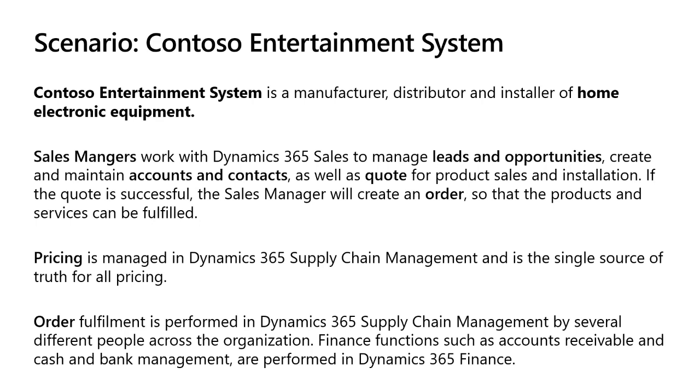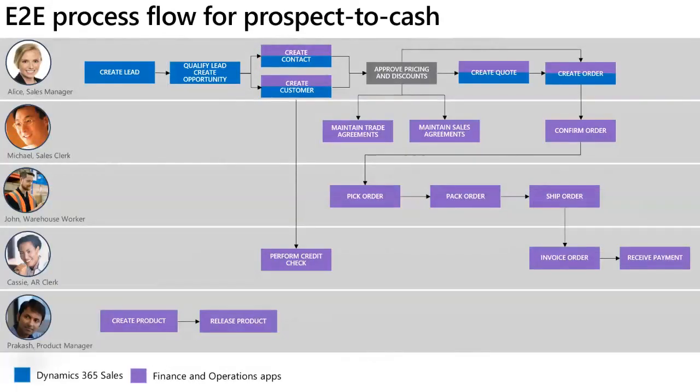From a pricing perspective, pricing and discounts are maintained in supply chain management, and this is considered the single source of truth for all pricing and discounts. Order fulfillment is also performed in supply chain management by various people across the organization. And from a finance perspective, this is leveraging Dynamics 365 Finance. So think of payments and then cash bank management as supporting processes.